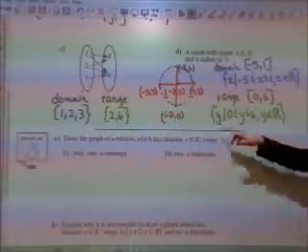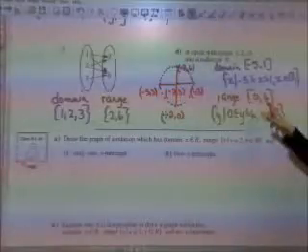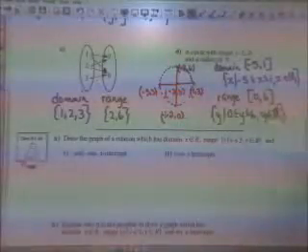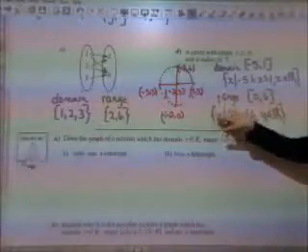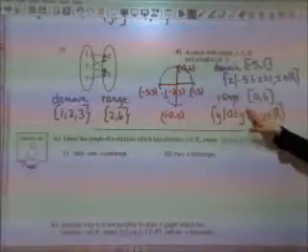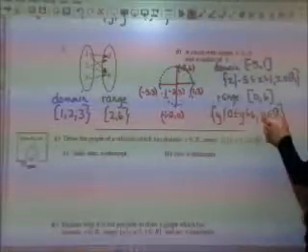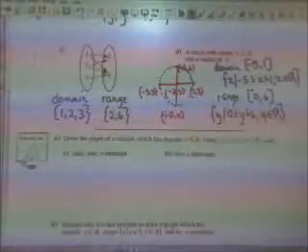And then my range would be all the numbers from 0 to positive 6. So in interval notation, square brackets. In set notation, the set of y values such that y is greater than or equal to 0, less than or equal to 6. So that means between 0 and 6. And y is a real number.